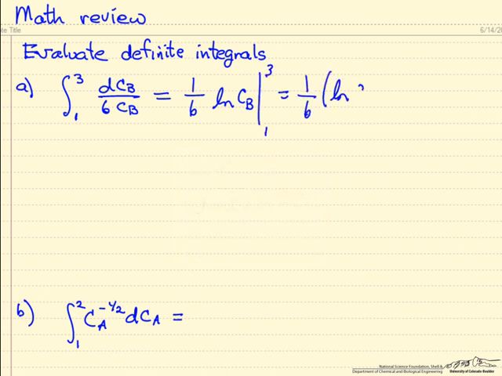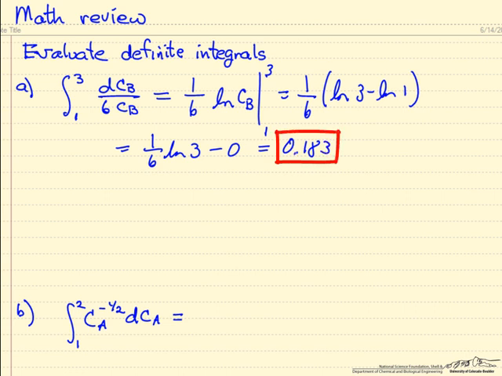This is the log of 3 minus the log of 1. The log of 1 is 0. And so this definite integral is 0.183.